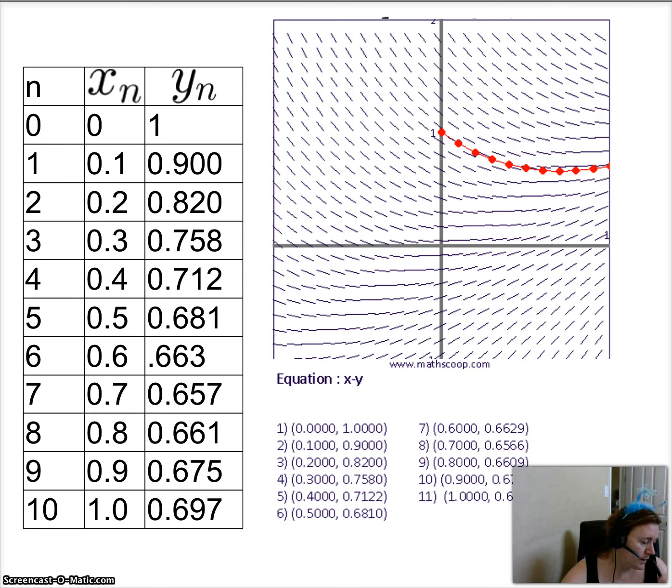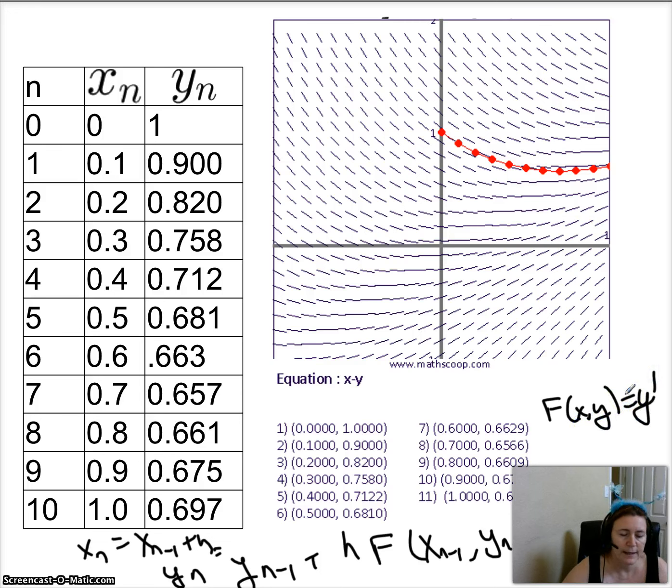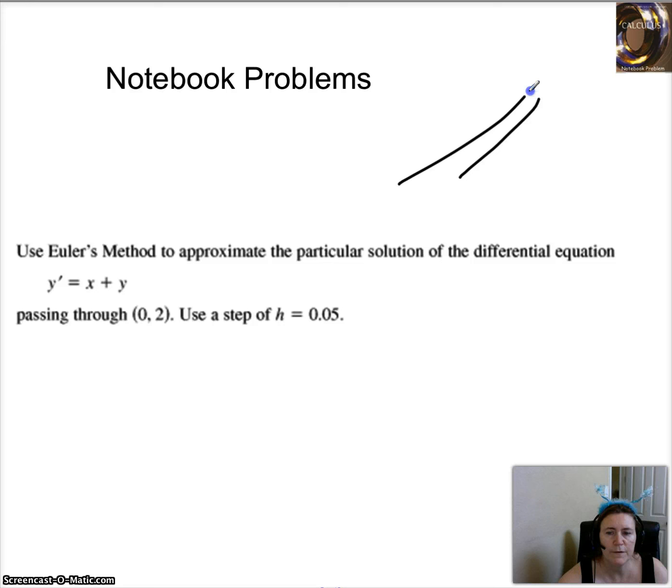using Euler's formula. Remember that: xn equals xn minus 1 plus h, and yn is equal to yn minus 1 plus h times f, evaluated at xn minus 1, yn minus 1. And remember that f of x, y is always your y prime. See if you can give it a go on this problem. Turn off the tape when you're done and finish your homework.